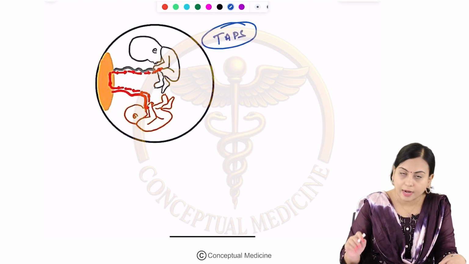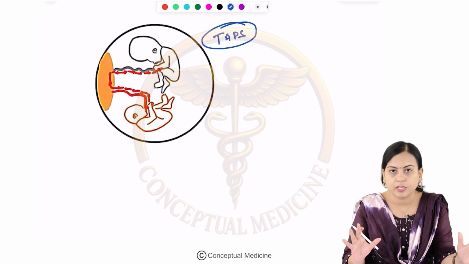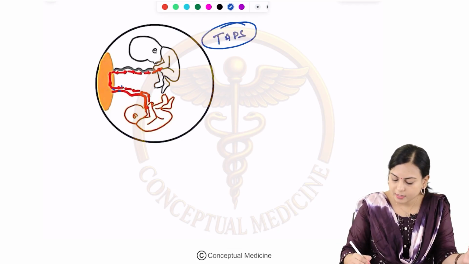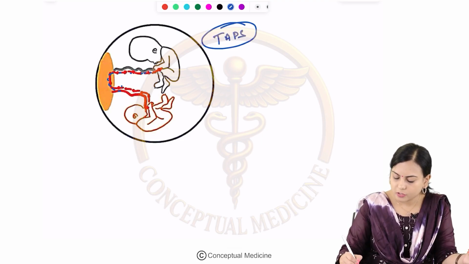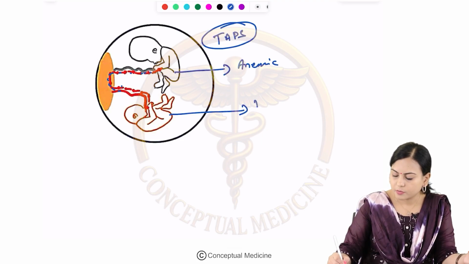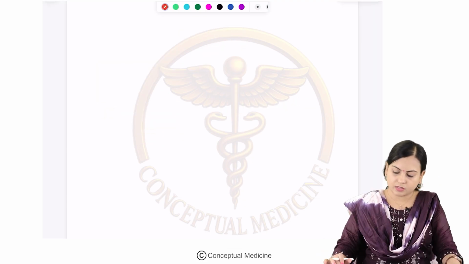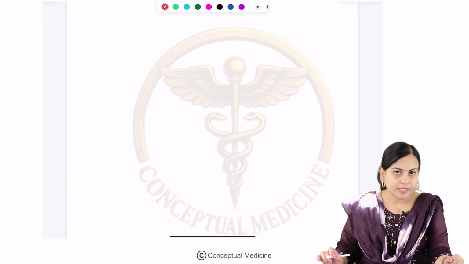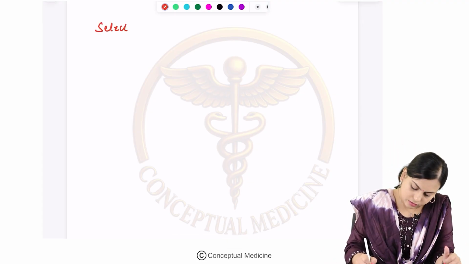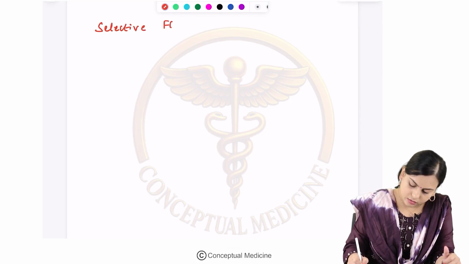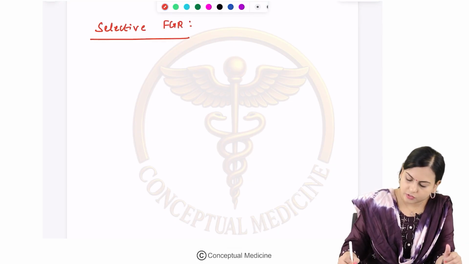If you see, the amniotic fluid volumes are not going to change in any way, but there is a connection between the small vessels of the two fetuses. So, one is going to be anemic and the other one is going to be polycythemic. Clear? We will see the next complication now, that is selective fetal growth restriction.